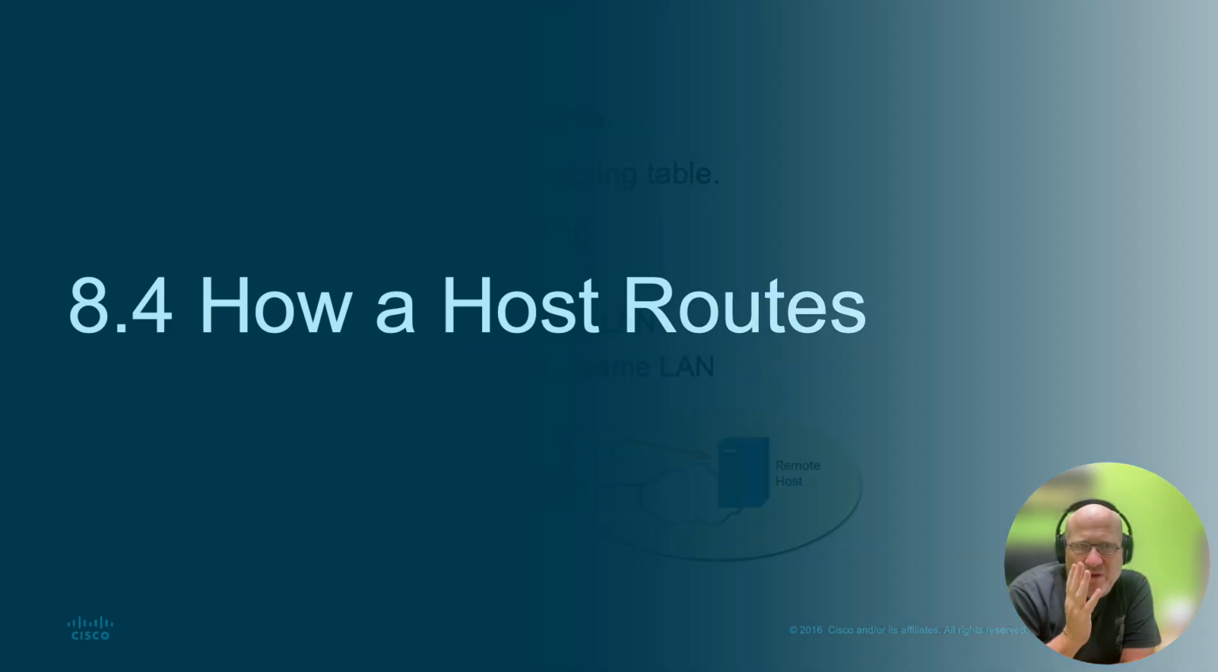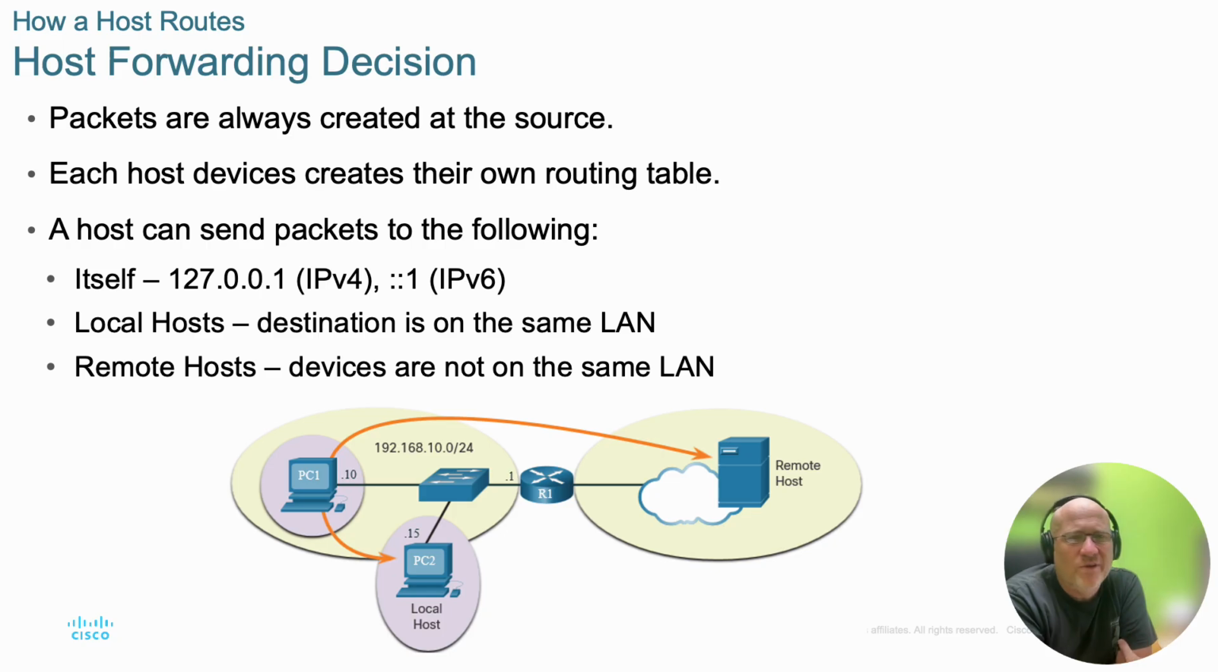Now, routing. And routing is going to be covered a great deal in this course and in all the CCNA courses. We all know that 127.0.0.1 is an IPv4 local host, or me on the network, and ::1 is the IPv6 equivalent. Packets are always created at source. All devices create their own routing table or host table. If you do an arp -a, you will actually discover it. Or if you do netstat, you will discover other information as well. And netstat will actually work on some Linux systems as well as Windows.